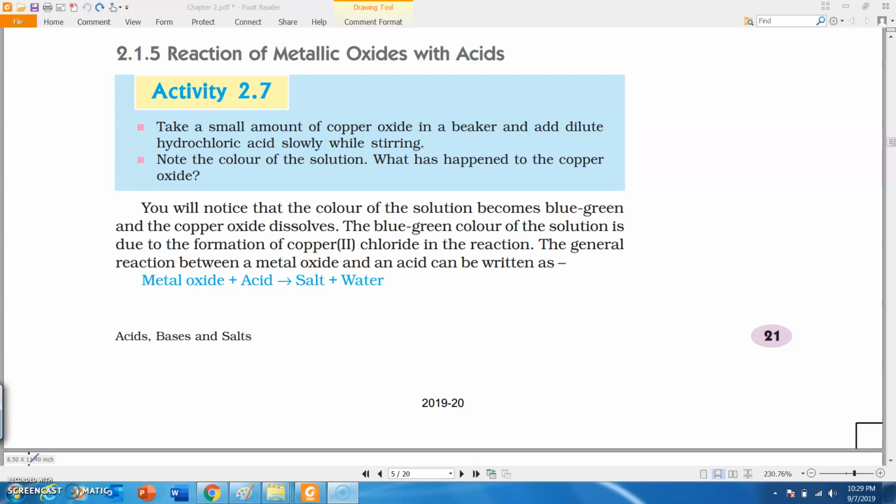That color of the solution becomes blue green and copper oxide dissolves. What is that blue green color? As this reaction is given, we can take here copper oxide and acid, we can take HCl, salt formed, it will be copper chloride and water.